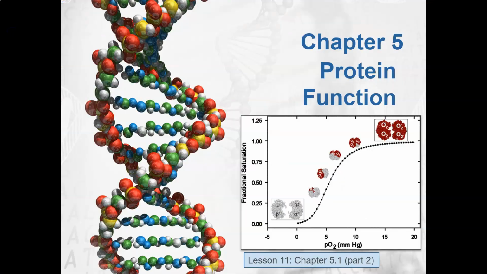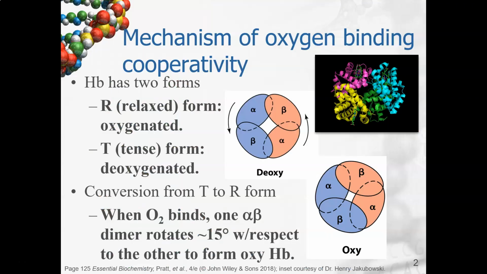Hello everyone. Today we want to continue our discussion of protein function by discussing the mechanism of oxygen binding and releasing from hemoglobin in a cooperative way. So the mechanism of oxygen binding cooperativity involves the conversion of hemoglobin between two different forms, R meaning relaxed, which is the oxygenated form, and T for tense, which is the deoxygenated form. In the conversion from the T to R form, when oxygen binds, one of the alpha-beta dimers rotates 15 degrees with respect to the other to form the oxygenated hemoglobin.